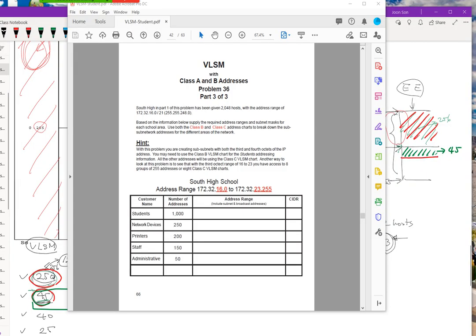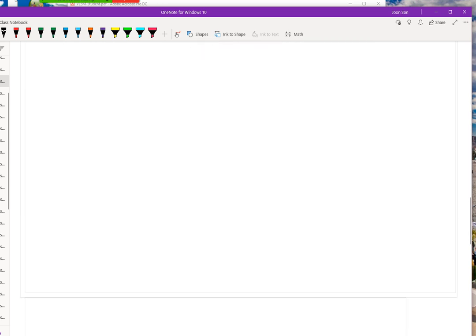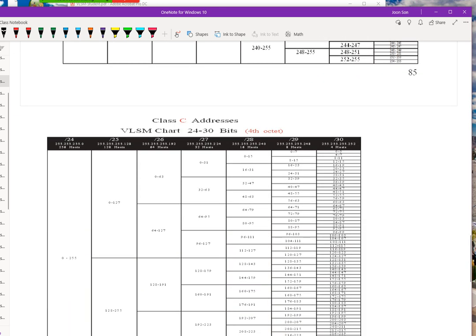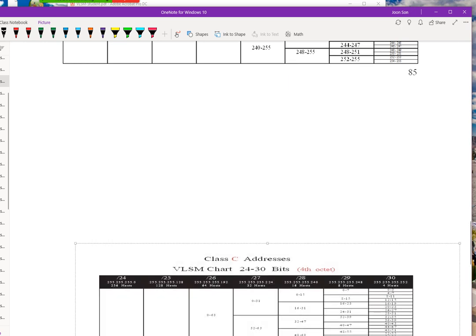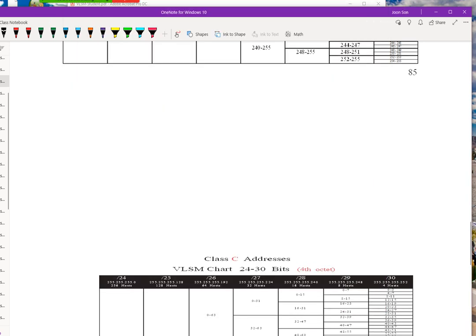Okay, so now let's take a look at part 3, problem 36. In this one, the South High School address range is given: 172.32.16. So let's take a look at this problem. The South High School, this is given. Copy and then paste. This address range is given.